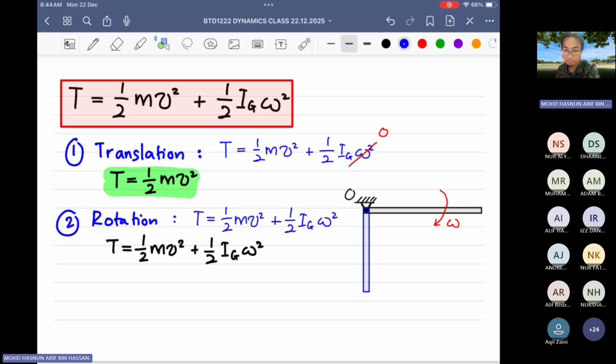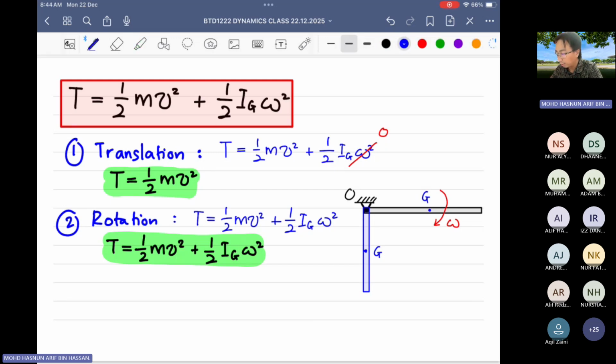Let's take this for example. This is the location of point G, which is in the middle. This is also the location of point G at the second position. So we can use the first equation, which is T equals 1/2 mv² plus 1/2 Ig ω². That is one option.